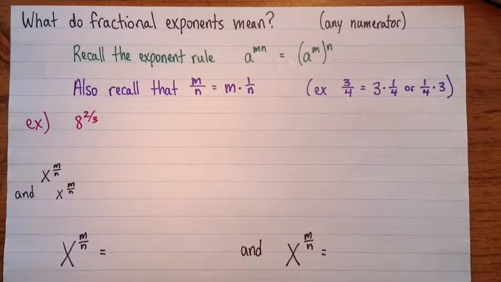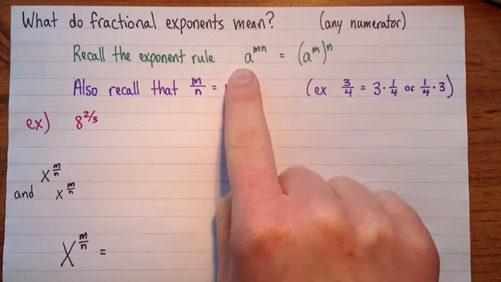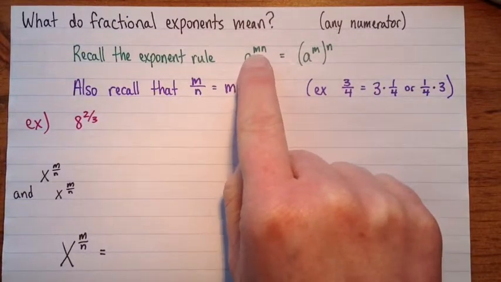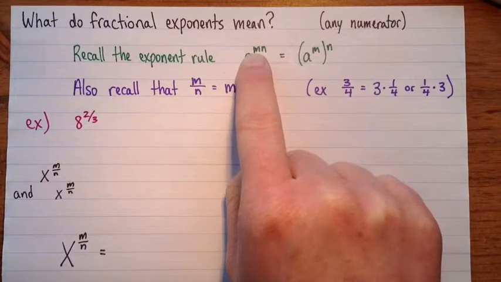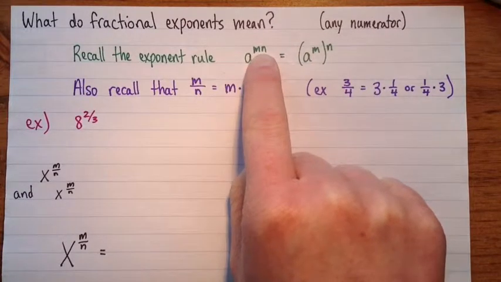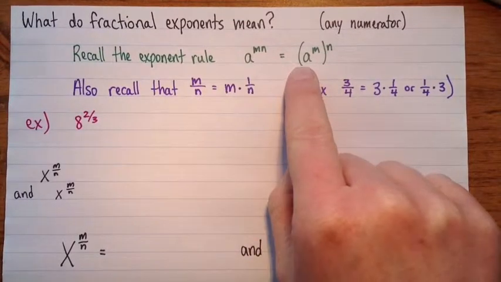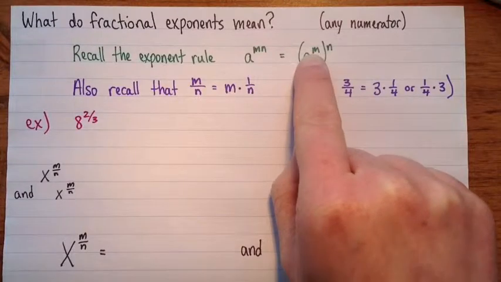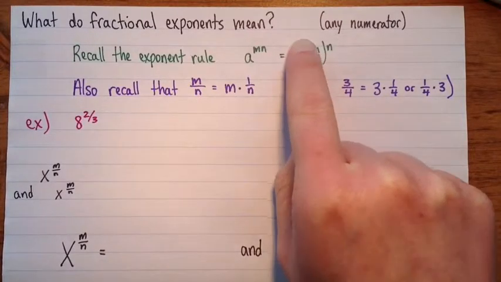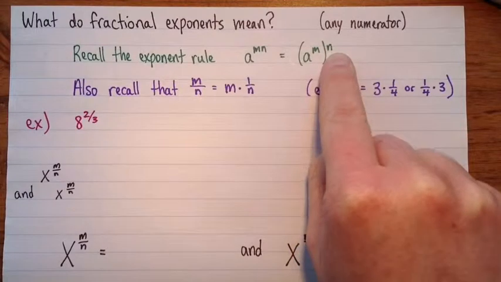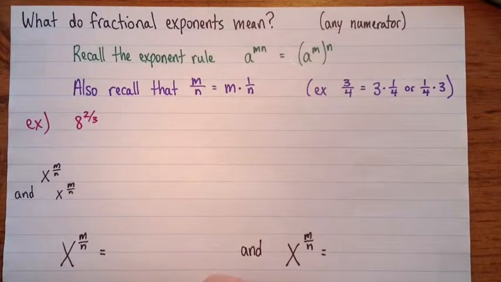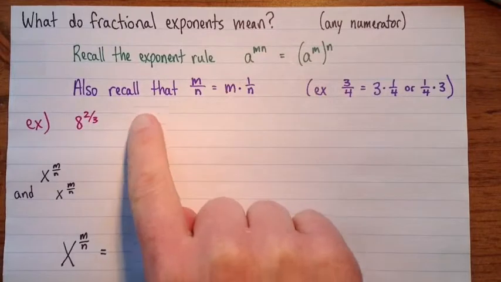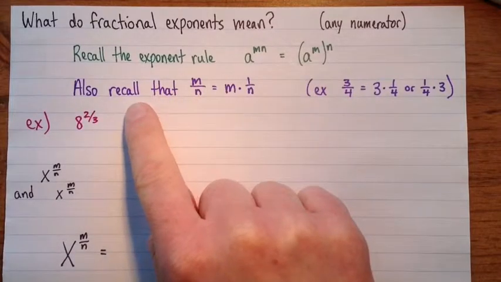What does that mean? To figure that out, we need two pieces of information that you already know. The first one is this exponent rule: if we have a base a and the exponent is a product of two numbers, like m times n, then that's equivalent to a to the m, so the base raised to the exponent of the first number, all of that to the exponent of the second number, n. We're going to use that rule.